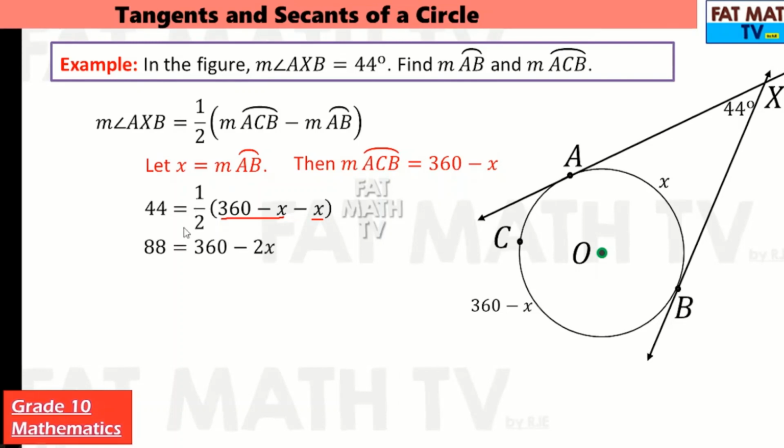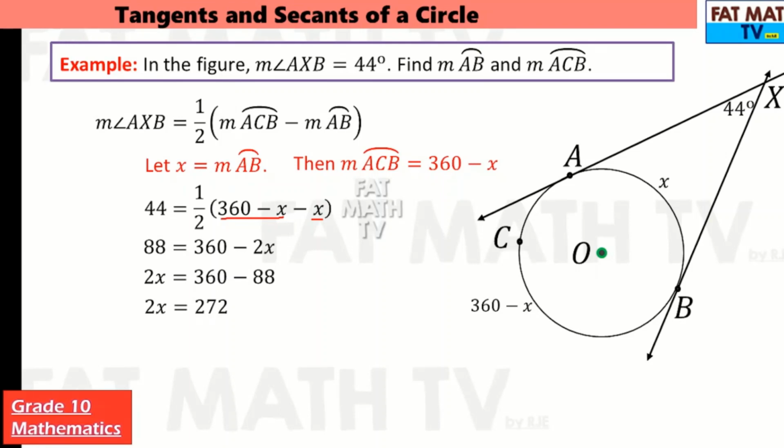And then this 1/2 will be canceled with 2. And copy 360, and negative x minus x will be negative 2x. And then put negative 2x to the left. It will be positive 2x. Put 88 to the right. It's going to be 360 minus 88.